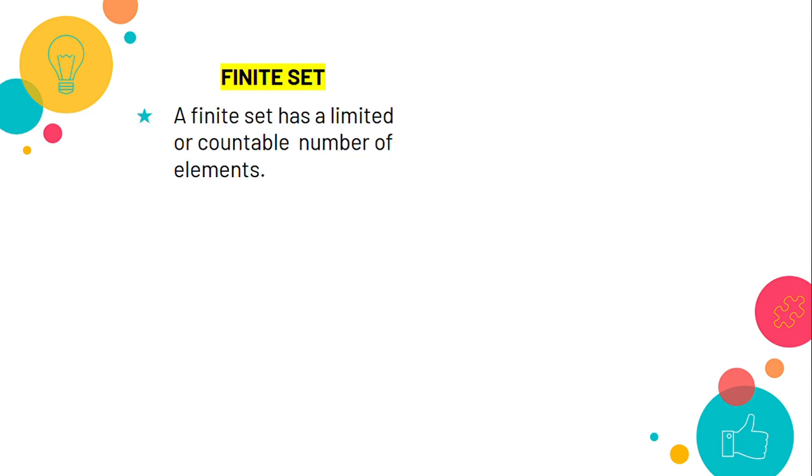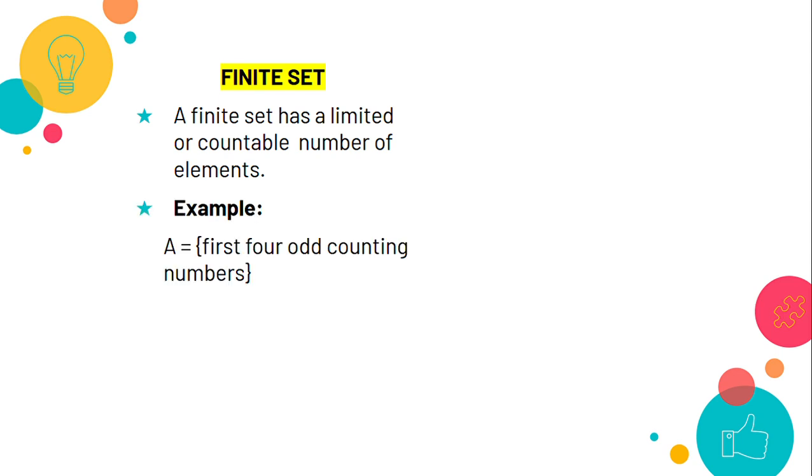Now, the next type of set that we will look at is the finite set. The word finite means it's limited, it has an end, right? So a finite set has a limited or a countable number of elements. The set starts somewhere and it ends somewhere. We can literally list all the elements of the set.